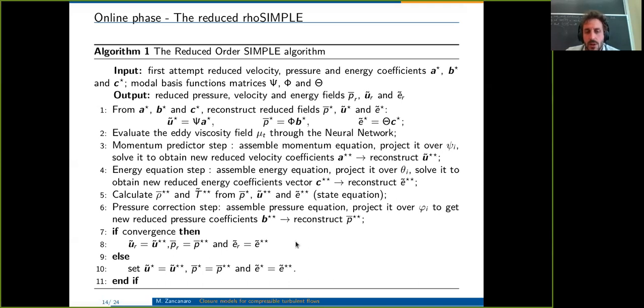So at this point, you just have to check the convergence. If the convergence has been reached, then you just have to stop. Otherwise, you go back to point 1 and keep on iterating till you obtain a good solution.